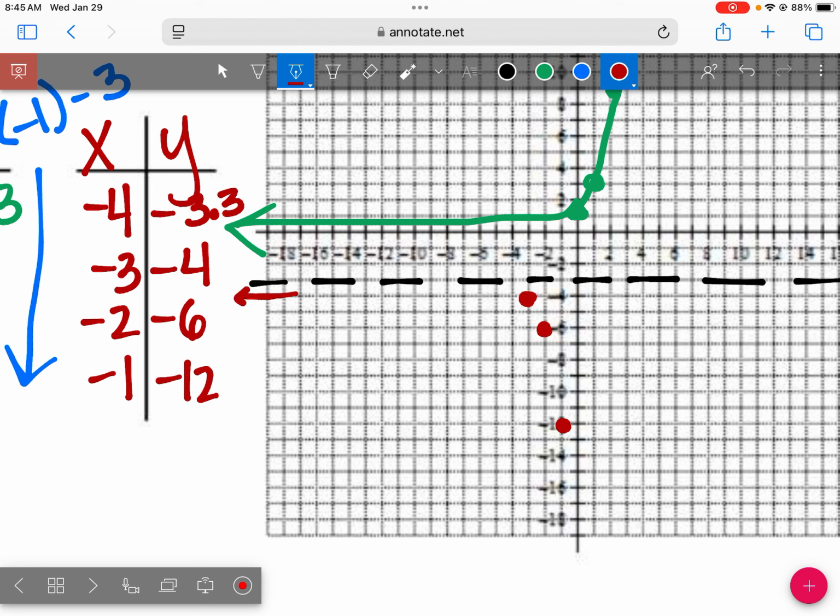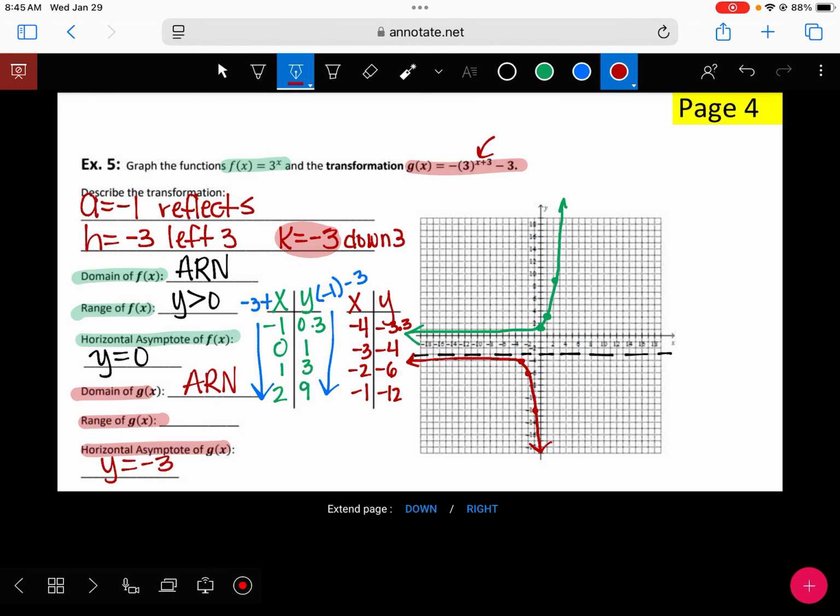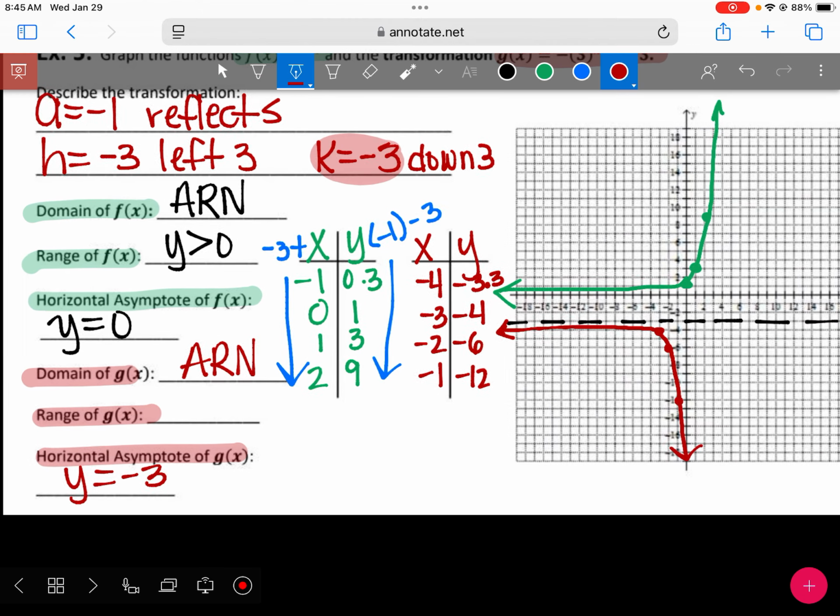So this time the graph is under the asymptote because A is negative and it made the graph reflect. So whenever your A is negative and it reflects down, then it's under. It flipped. And that's going to change our range. Normally our range would be y is greater than k. But because A is negative, it is y is less than k.